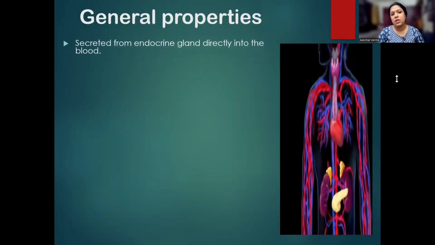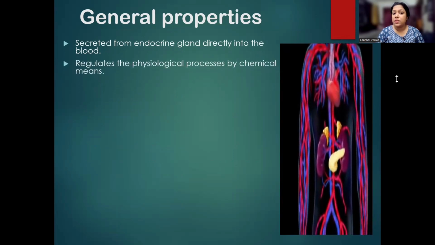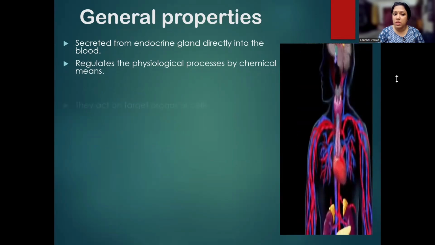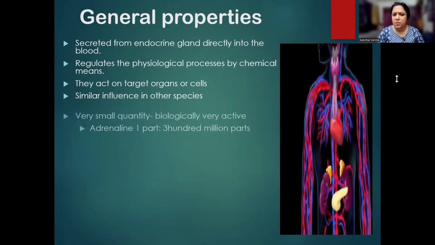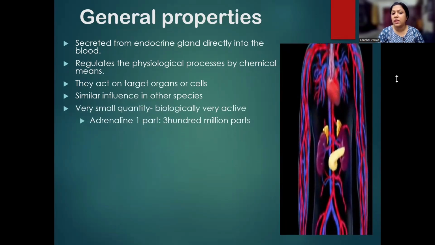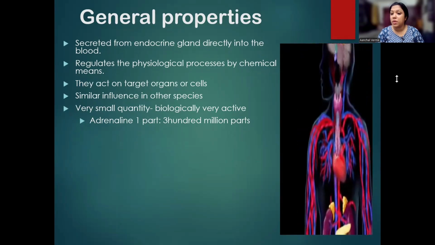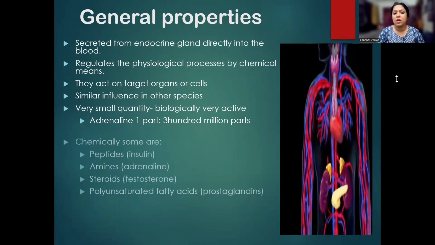General properties: hormones are secreted from the endocrine glands directly into the blood and regulate physiological processes by chemical means. They act on the target organs or cells, with similar influence in other species. Very small quantity is needed. They are biologically very active, for example adrenaline at 1 part in 300 million parts. Such a small quantity can bring out changes in our body.